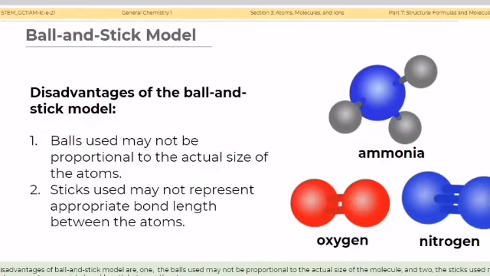Disadvantages of the ball and stick model are: 1. The balls used may not be proportional to the actual size of the molecule. And 2. The sticks used may not represent appropriate bond length between the atoms.